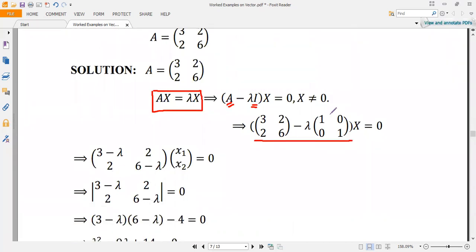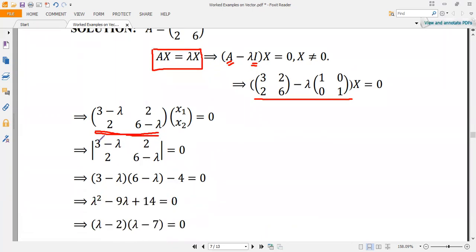Adding these two matrices after multiplying by lambda, we get the matrix 3 minus lambda, 2, 2, and 6 minus lambda, times X, where X is x1, x2, the eigenvector, which is equal to 0. So let's determine first the eigenvalues from the coefficient matrix. This is obtained by using the determinant: 3 minus lambda, 2, 2, and 6 minus lambda.